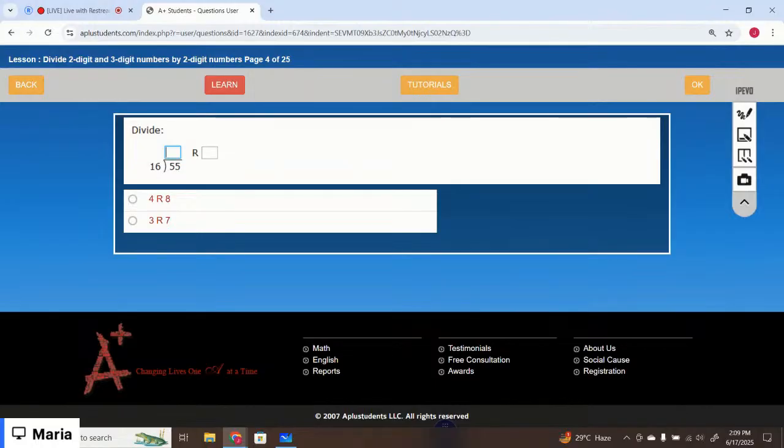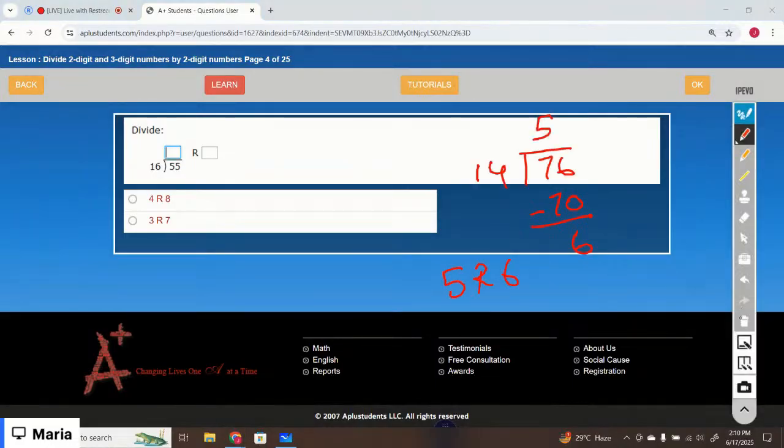Fifty-five divided by 16. So let's just divide. We can go for 16 times 3, right? So for the tables, I think that we can go for 16 times 3. So that is 48.